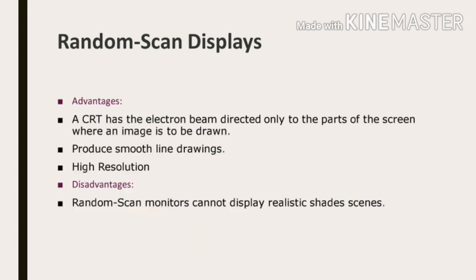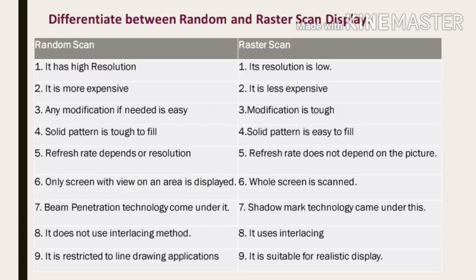There are some advantages and disadvantages of random scan display. Advantages are CRT has electron beam directed only to the part of the screen where an image is to be drawn. Here only that part of the screen the beam will be moved where the picture is to be drawn, not the whole screen will be scanned as in case of raster scan. It produces smooth line drawing, as you can see in raster scan it is not possible. It gives high resolution picture. There are some disadvantages like random scan monitor cannot display realistic shaded scene. That means it doesn't give the real images.